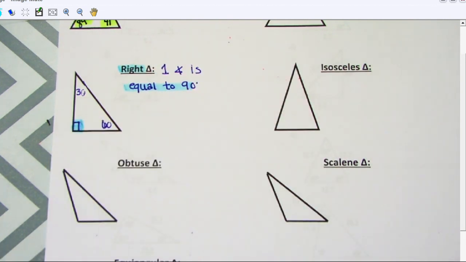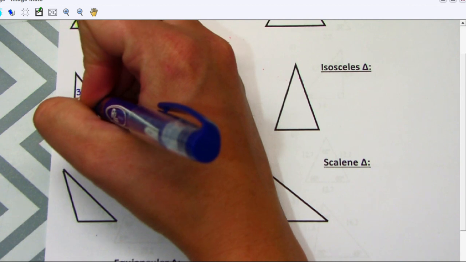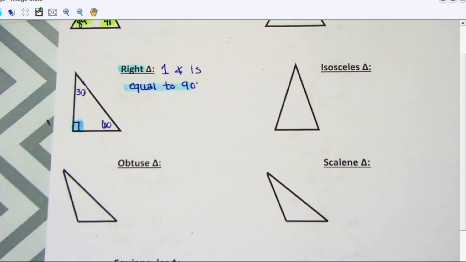Now, just because my other two are 30 and 60, they are acute. But a right triangle, it's more powerful when you have a 90-degree angle. That trumps the acute angles. So it's just a 90-degree angle, which is a right triangle. We will spend a whole chapter on only right triangles. So acute, all the angles are less than 90, and a right triangle, one angle is 90.